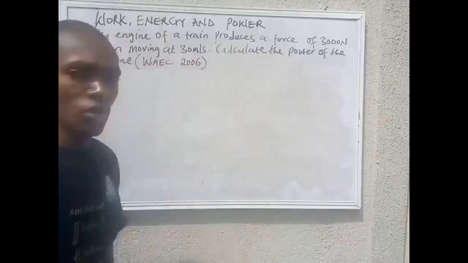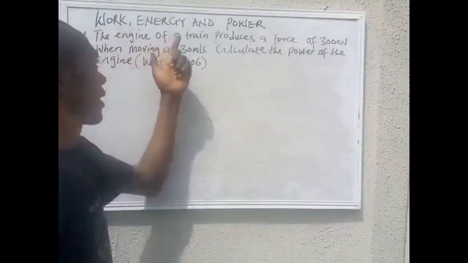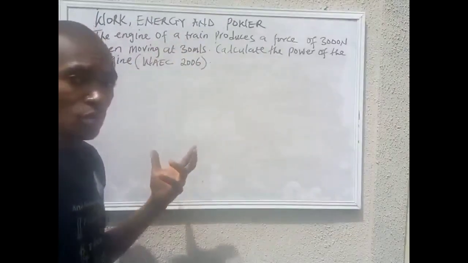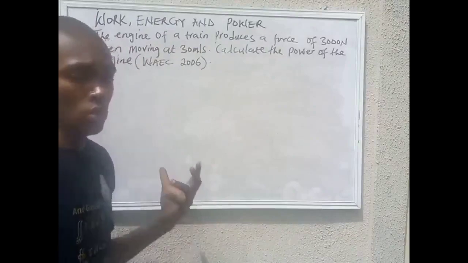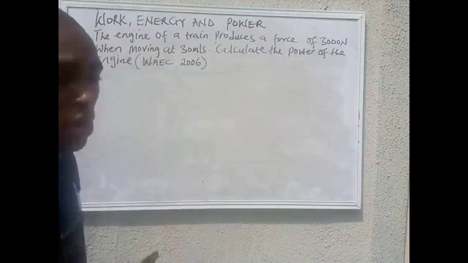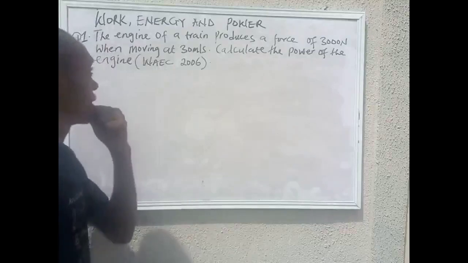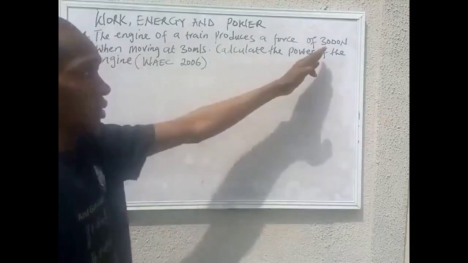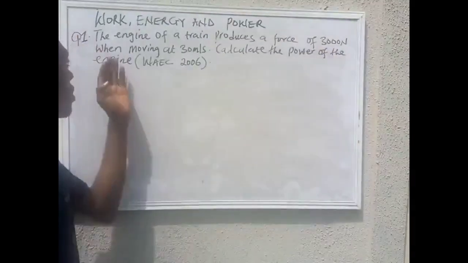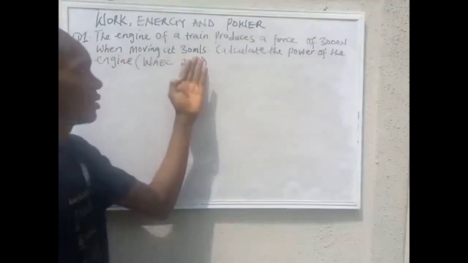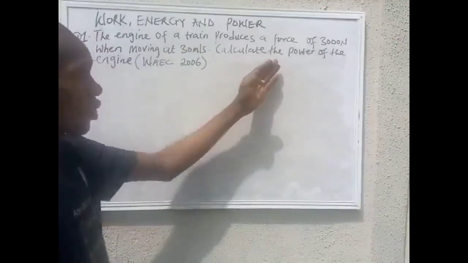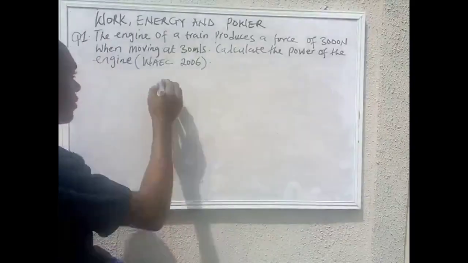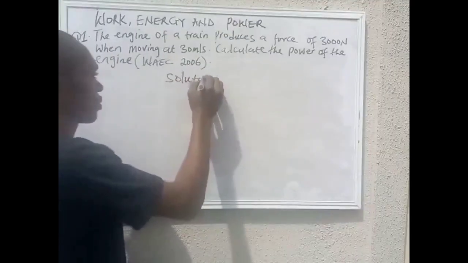Now, we're going to be solving some questions on work, energy, and power. Mostly, we're going to be looking at some WAEC tutorials on work, energy, and power. And the first question here is: the engine of a train produces a force of 3000 Newton when moving at 30 meters per second. Calculate the power of the engine. This is WAEC 2006. Let's solve the question.